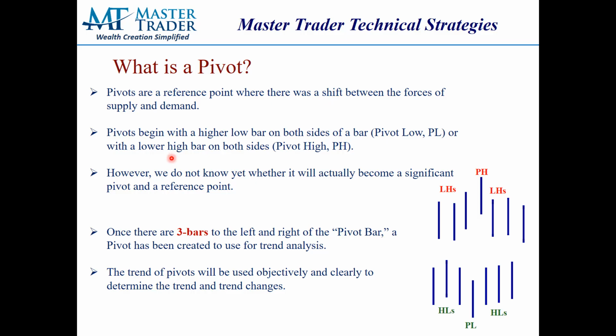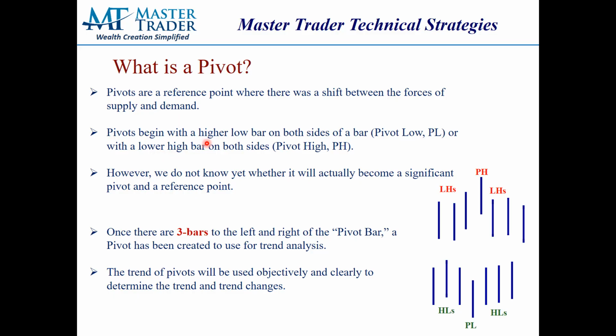A pivot is a reference point. There's been a shift between the forces of supply and demand. As I've said, we refer to supply, meaning this is where there is resistance. So there's supply there, there's sellers there. Demand is where there's support and there should be buyers.